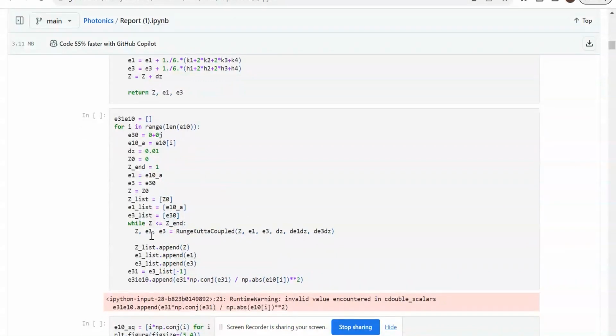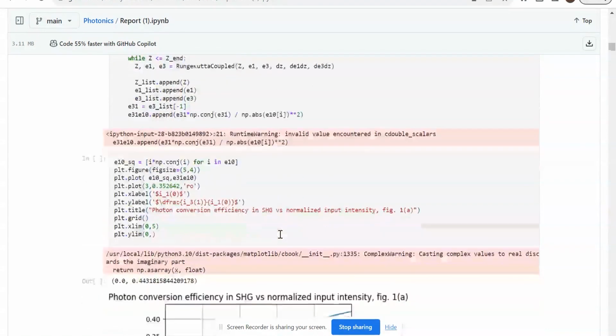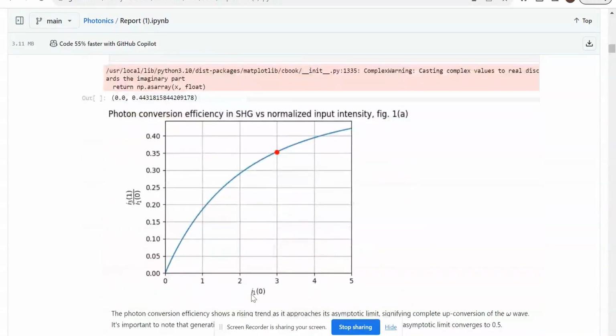Below that, we have the loops for all of the calculations. For each value in E1 0, it performs a set of calculations updating E1, Z, and E3. And finally, it also records the efficiency, and that is the thing that is plotted against the input, this. So one can see a rising trend increasing towards an asymptotic value of 0.5.